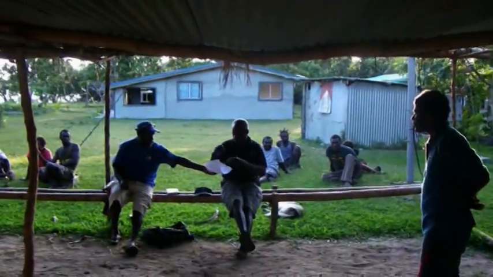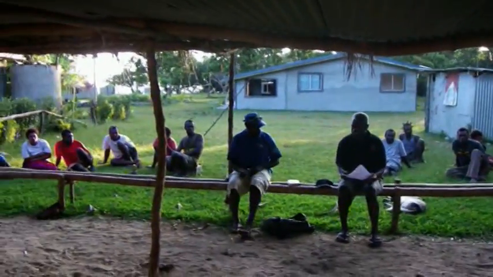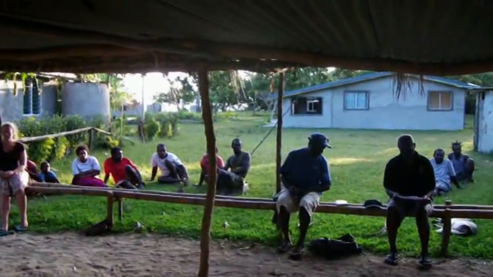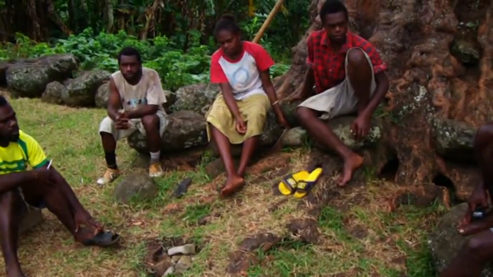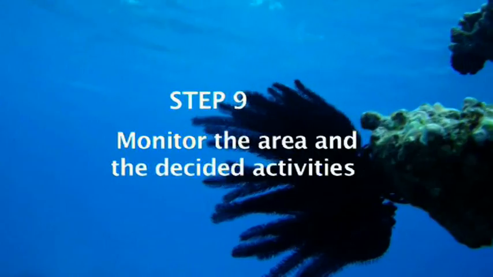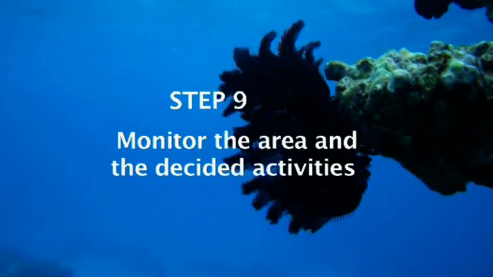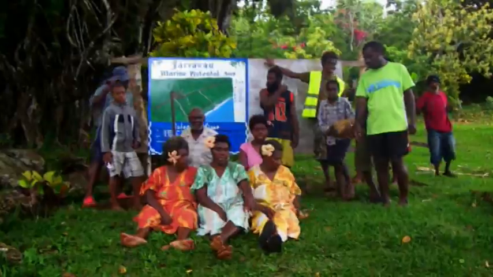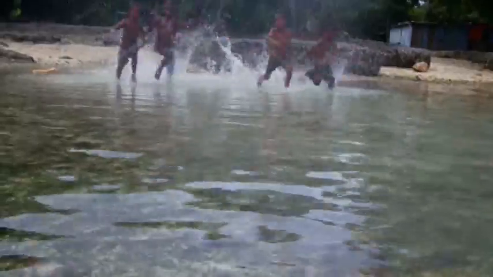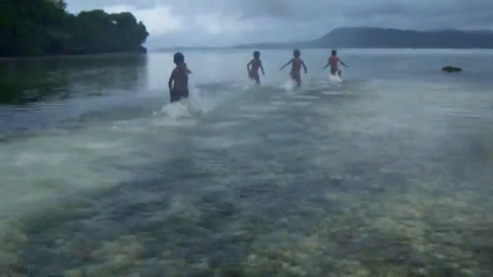So when you create the MBA, you must go and tell the neighboring communities, the boat captains, and everyone that would come to the area. Monitor the area and the decided activities. When you open a marine protected area, it is not the end of the activities, but the beginning. Indeed, it is the base of your work, from where you start any development process to maintain the resources, but also to bring sustainable activities for feeding and living.